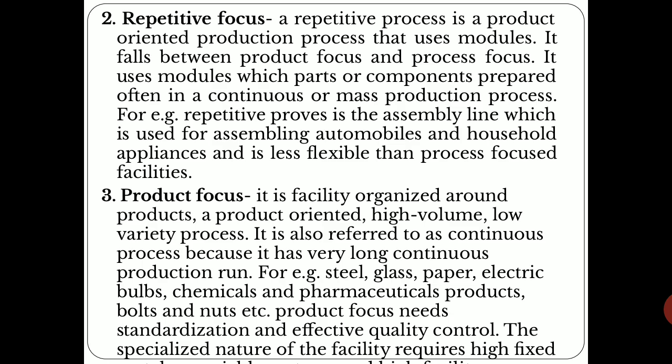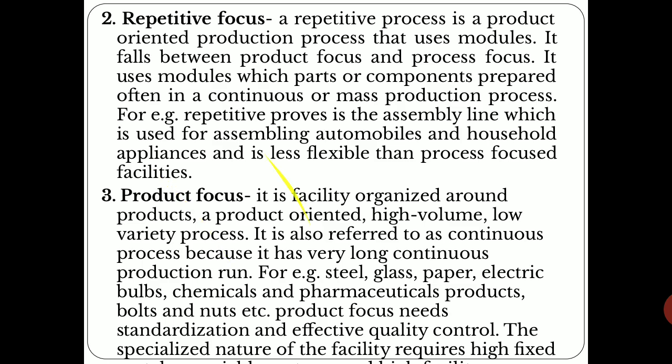For example, the steel industry, glass, paper, electric bulbs, etc. are such products which use this product focus strategy, in which standardization is required and even quality control is required. The specialized nature of the facility requires high fixed facilities. You cannot have the flexibility here because standardized goods are produced, because the product is more important. Here a high volume of goods is produced with a very low variety process. That means the variation may not be there, but a high volume of goods may be produced, and that is what is said to be a product focus kind of strategy.